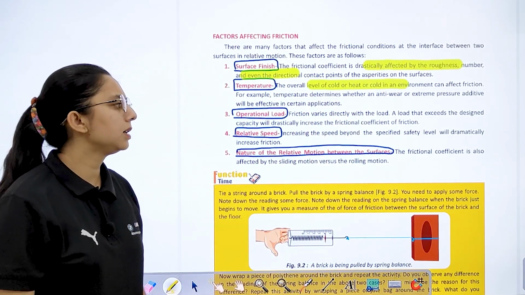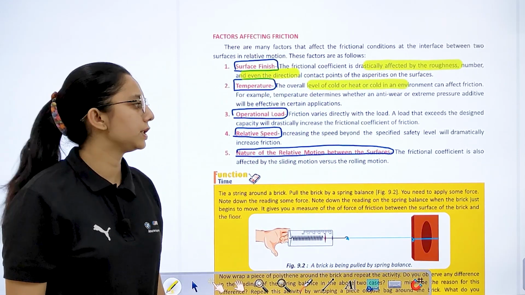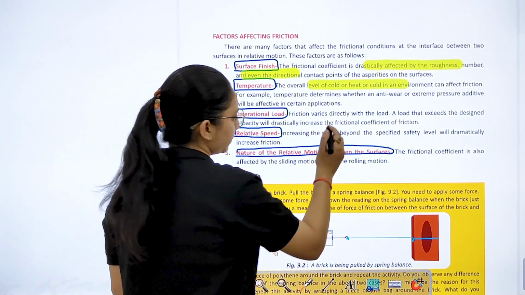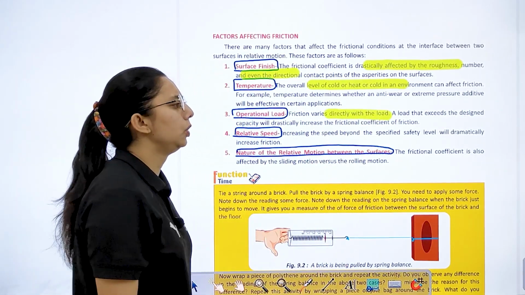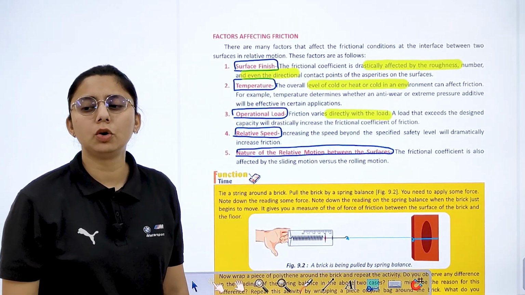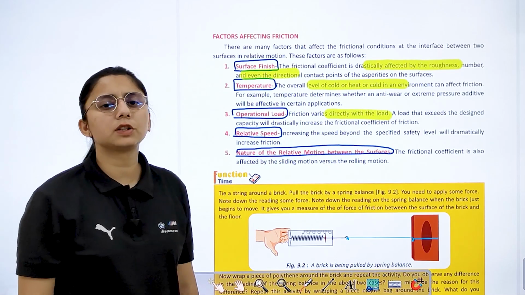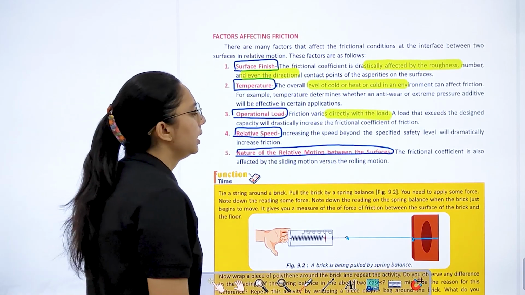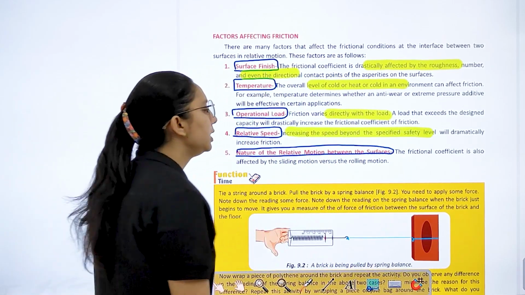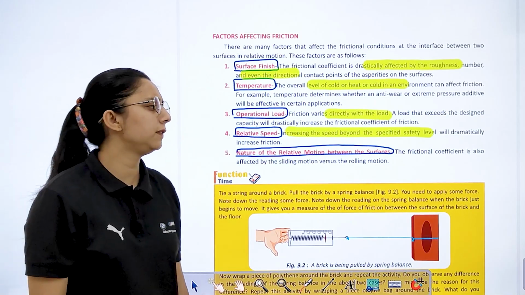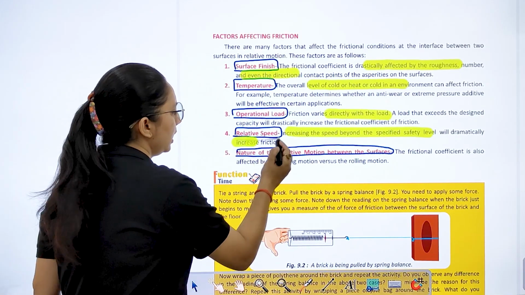Temperature is determined by the interior or extreme pressure. Operational load means it varies directly with load. A load that exceeds capacity will drastically increase the coefficient of friction. Relative speed: as the speed increases, friction will dramatically increase.